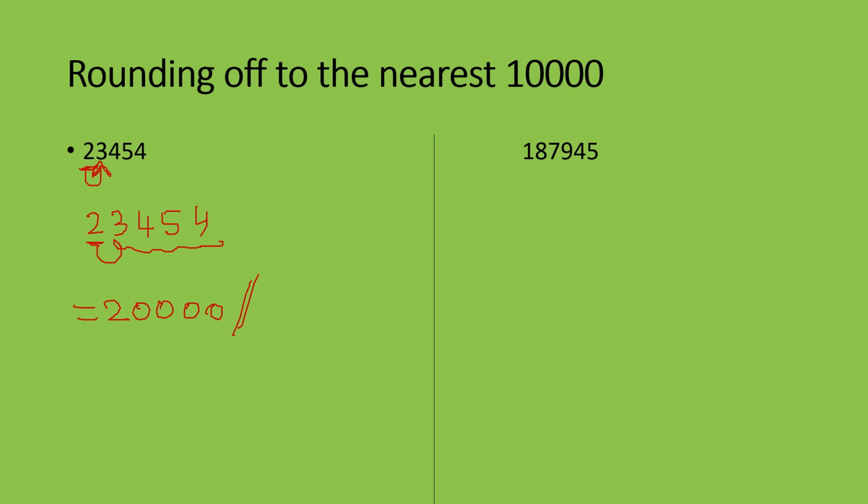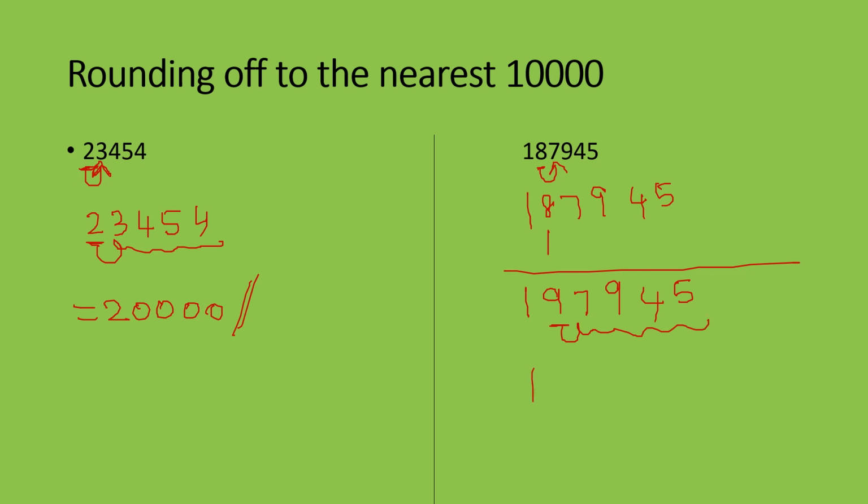Here what is the 10,000th digit? So it is the 10,000th digit. So, right. So just check the immediate rightmost digit. So it is greater than 5. So I need to add 1 to the place where I need to round it off. So the 10,000th place is here. So I need to round it, add 1, 197945. So what is the next step? The rightmost digits of the place value should all be converted to 0. So 0000. So this is the answer for this question.